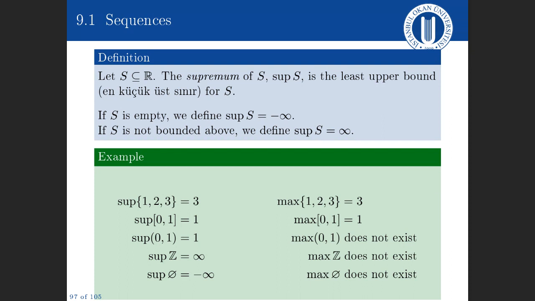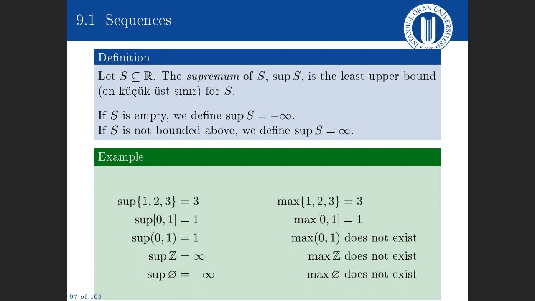This is almost the same as maximum, but not quite. The maximum of 1, 2, and 3 is 3. If the maximum exists, then it's the same as the supremum. The maximum of the closed interval between 0 and 1 is also 1. But the maximum of the open interval between 0 and 1, or the maximum of Z, or the maximum of the empty set, do not exist. So you could think of this idea of supremum as a more clever or more sophisticated idea than a maximum.